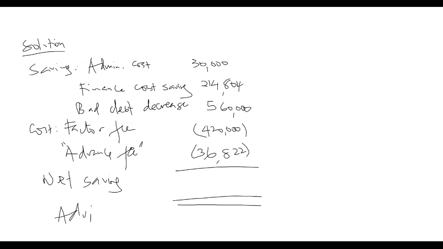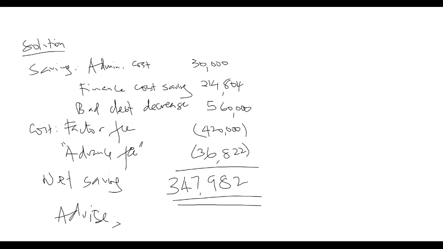Then what option should the company take? So they should take either option 1 or option 2. What do you get with the net saving, therefore? $347,982. Therefore, what option do you come and take? Option 1, option 2? Option 2.